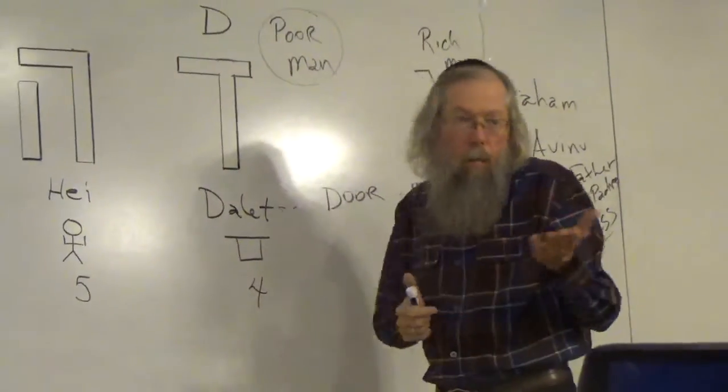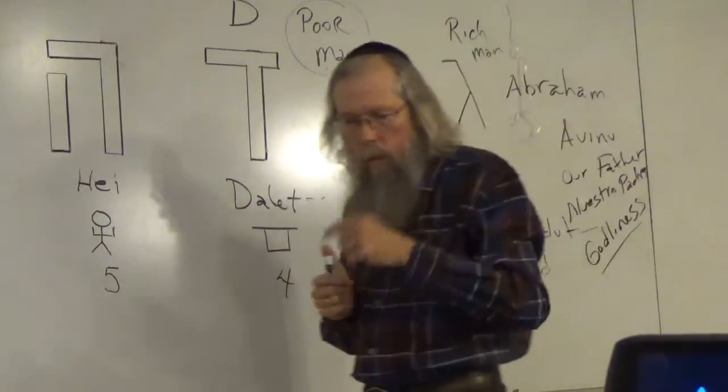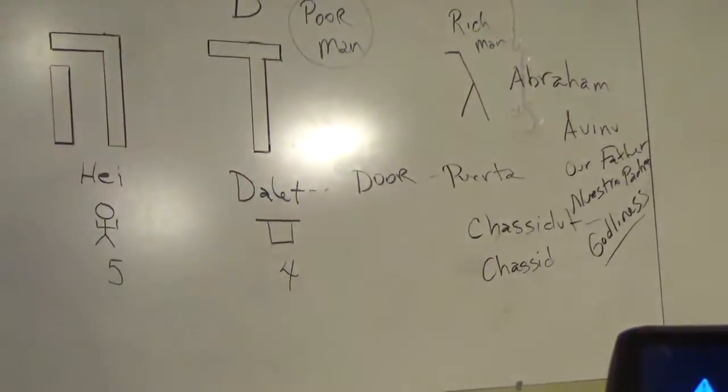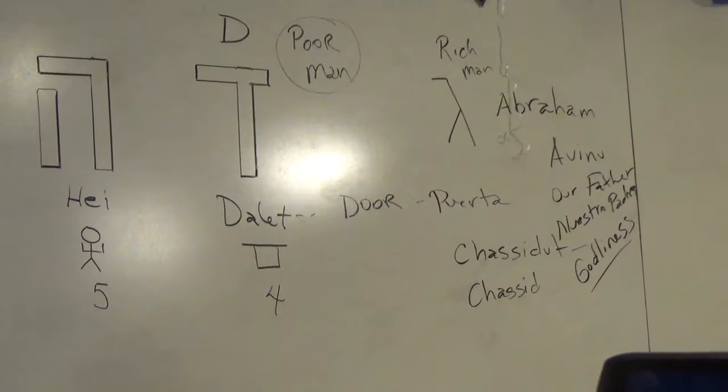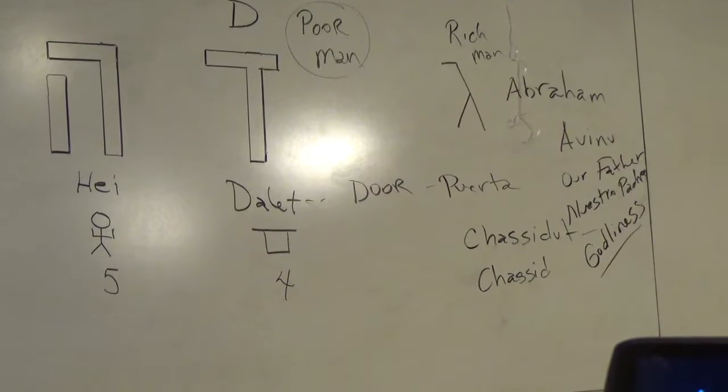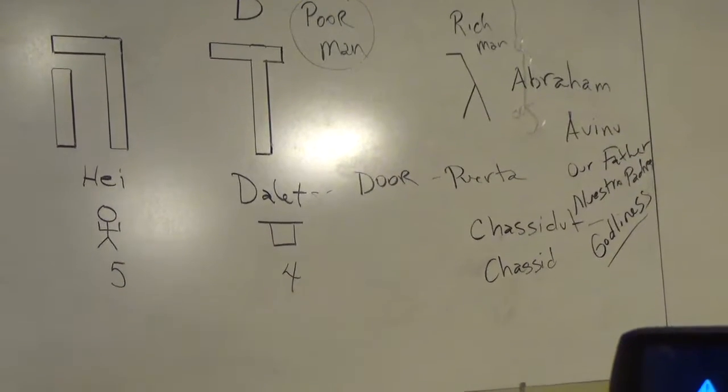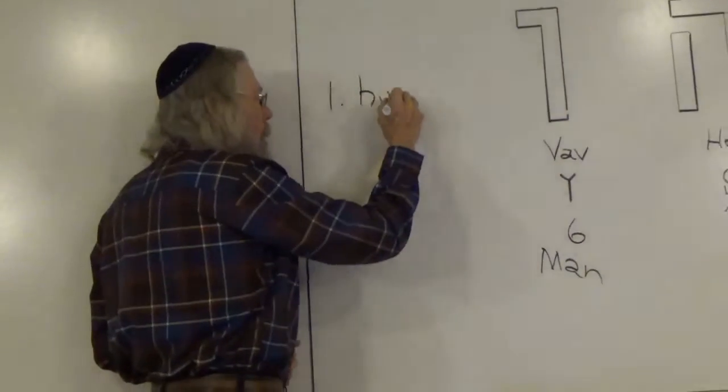In this way, ¿qué son las cualificaciones de Chassidut? What are the qualifications of Chassidut? Number one is humility.